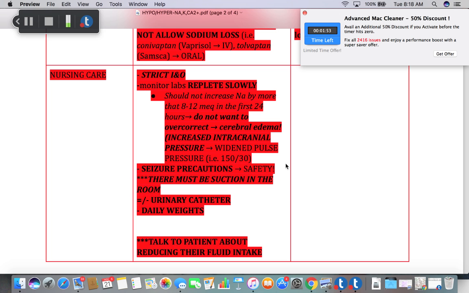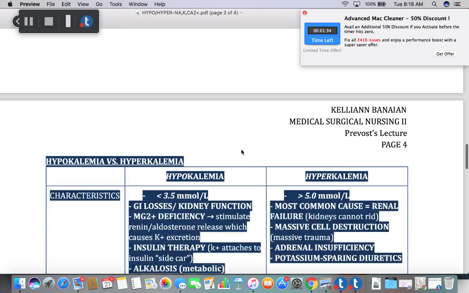Patients who are hyponatremic are on seizure precautions. There has to be suction working in the room. They might have a urinary catheter, but you might want to prevent this because of the risk for infection, and they'll have daily weights. You want to talk to your patient about reducing their fluid intake and want them to consume more sodium, basically, but not drink as much.